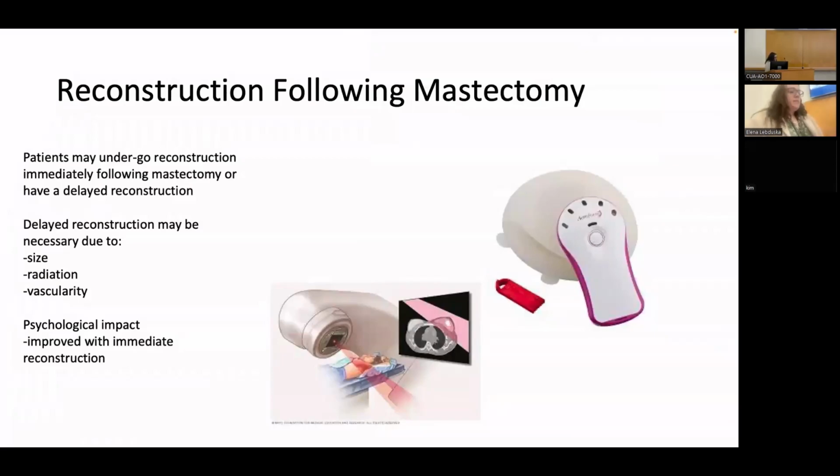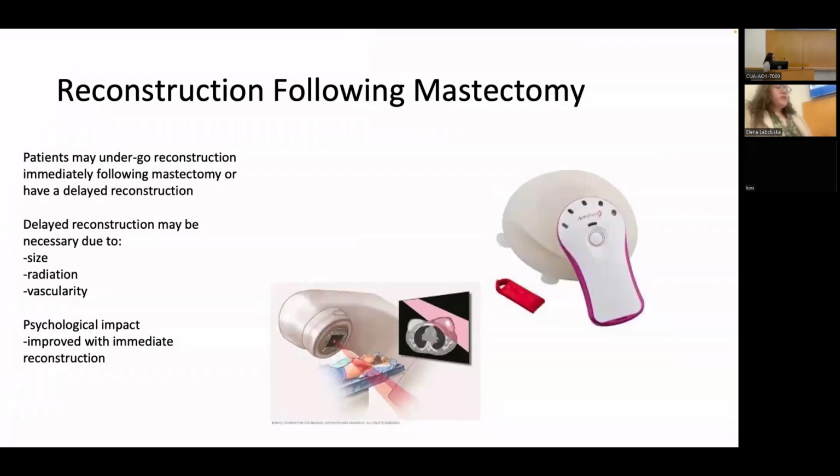Delayed reconstruction may be indicated for patients who are hoping for a significant size change or who have smaller breast volumes. Additionally, patients with poor vascularity or who will require extensive breast irradiation may require a delayed reconstruction with implantation of a tissue expander, as cosmesis is greatly improved if the radiation is completed prior to the implant placement.